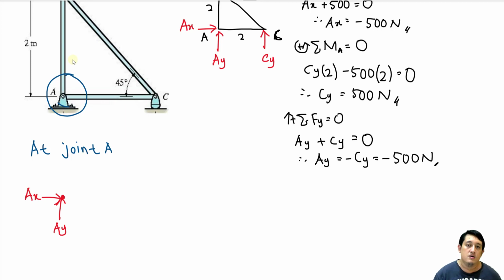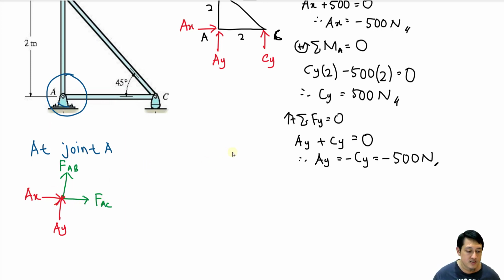We have two kinds of force inside the member: compression or tension. If it is a tension, the force is pointing outwards from the joint. If it is a compression, the force is pointing inwards, towards the joint. To make things easier, please assume everything to be in tension first. If we assume everything is in tension, we will have force AB and force AC, assuming everything is pointing outwards of the joint.